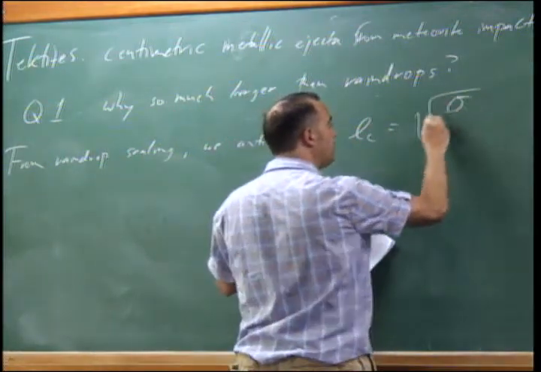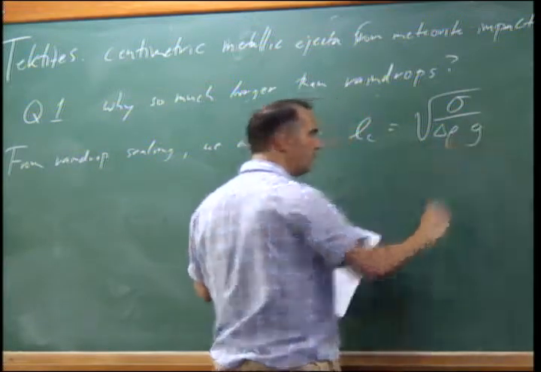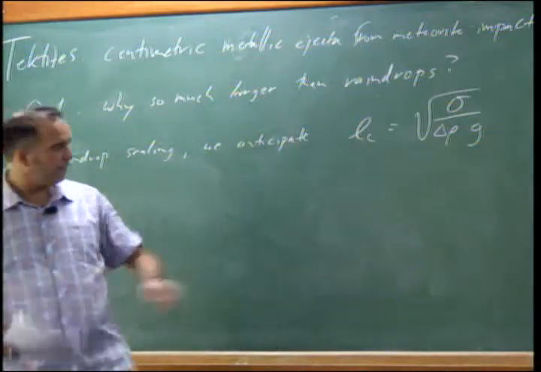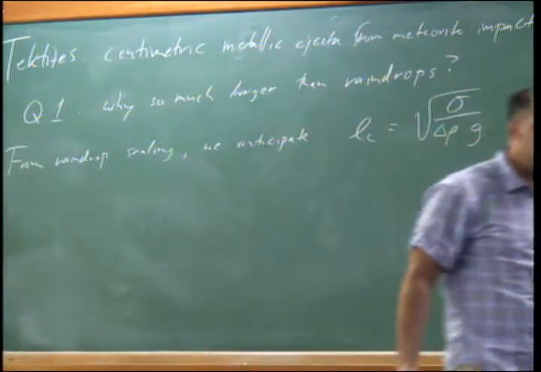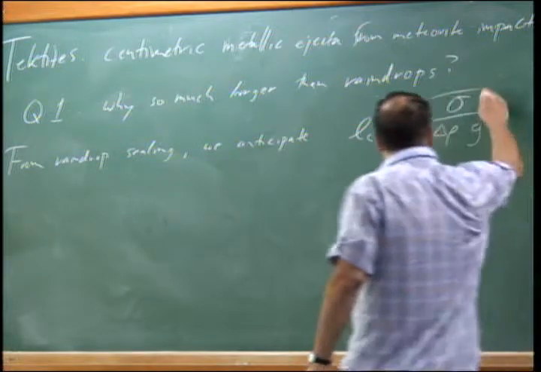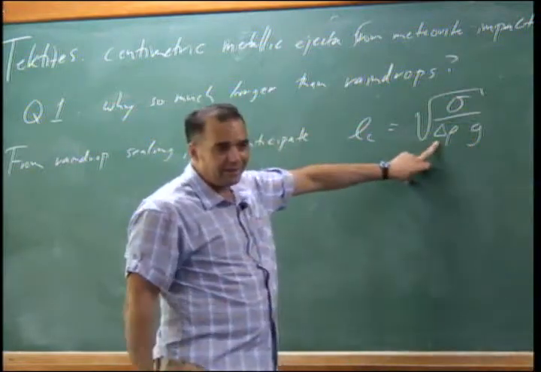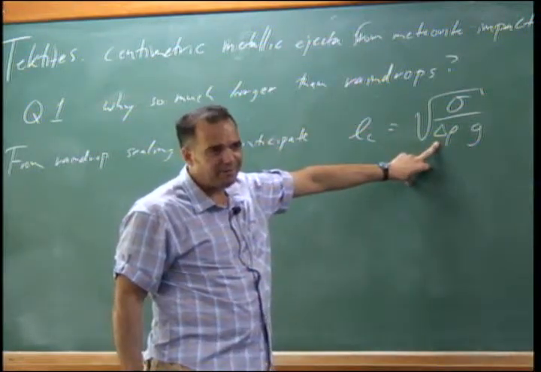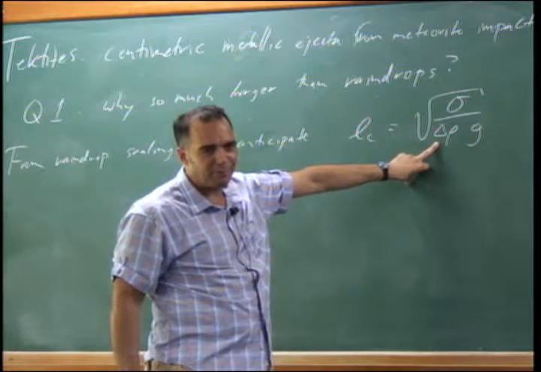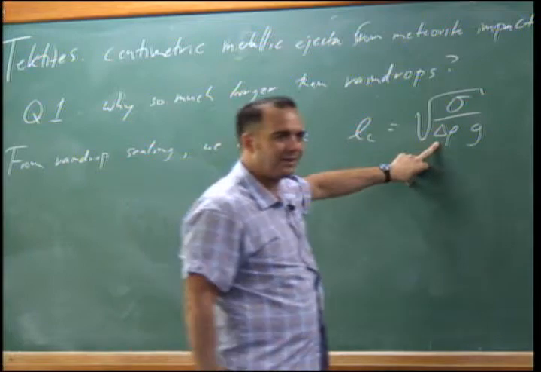So it's the square root of sigma over delta rho. So these are liquid metals. Liquid metals have very high surface tension, right? However, the density cancels, right? Because the density of liquid metal is about 10 times that of water. So they actually cancel. So the capillary length should be the same for both. So that's not the answer, unfortunately.